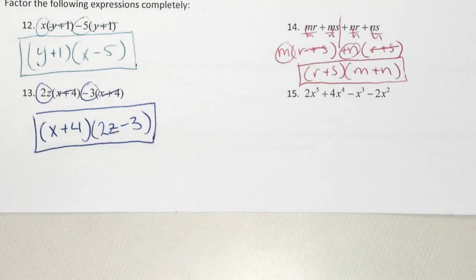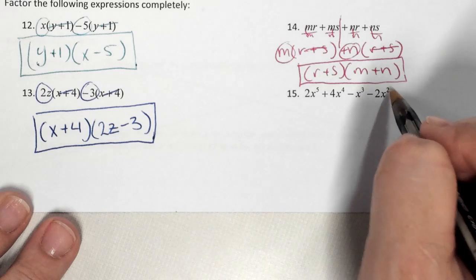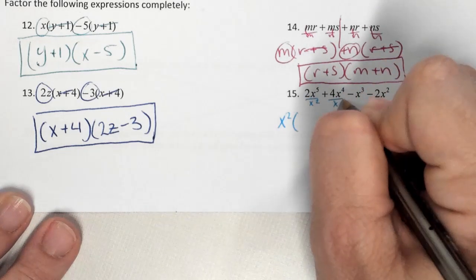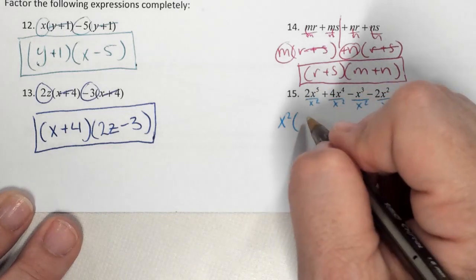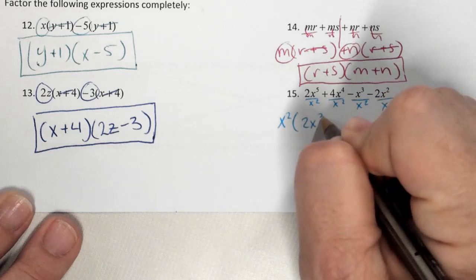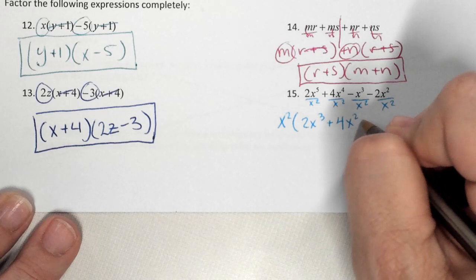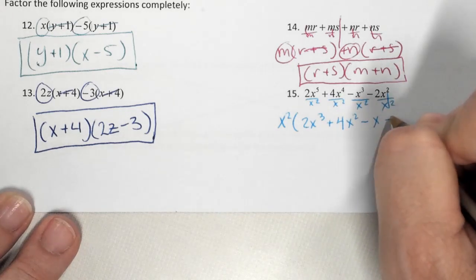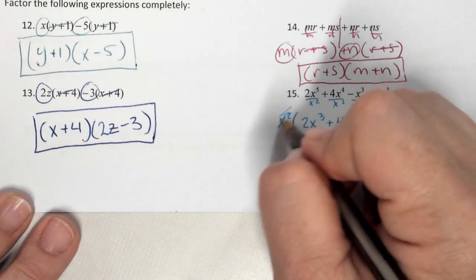Okay, look at number 15. 15 does have a GCF of the whole thing. They all have x's, so we take out the smallest exponent, which is squared. So x squared is my GCF. So 5 minus 2 is 3, plus 4 minus 2 is 2, minus 3 minus 2 is 1. Here x squareds cancel, so minus 2. So I'm going to bring that x squared down, and I'm going to forget about it.